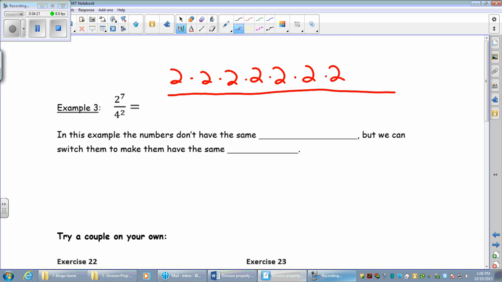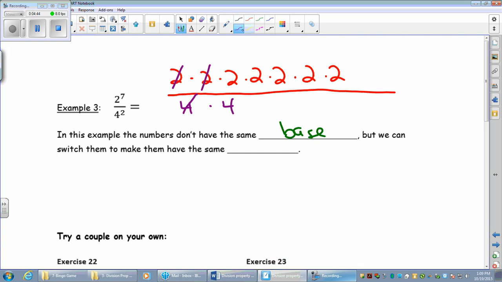And then I have 4 twice. Now, in these numbers, or in this example, these numbers don't have the same base. But you could simplify it a little bit by saying, well, if I wanted to cross off a 4, what can I cross off up here? Isn't 2 times 2 4? So can I cross off like that?